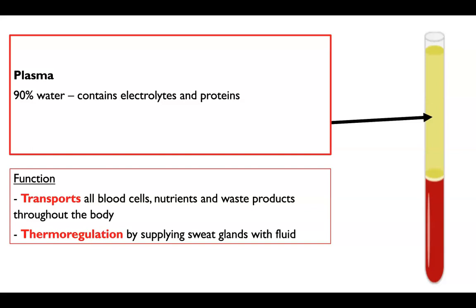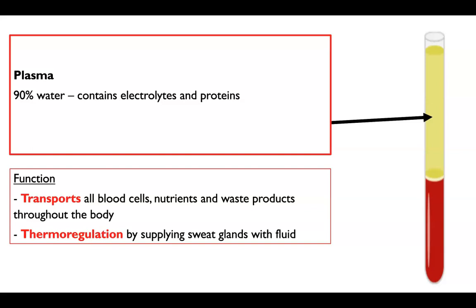The function of plasma. So what does plasma do? What is its role? Its role within the blood is to transport all blood cells, nutrients and waste products throughout the body. And also, this term here is thermoregulation, so basically heat control. Its function is to control our heat by supplying sweat glands with fluid, and then we sweat and remove our heat, so we cool down. Thermoregulation. So that's plasma, structure and function.